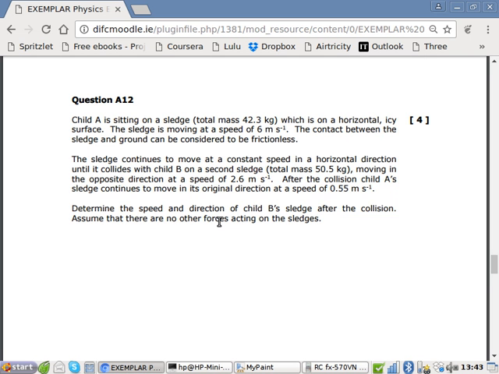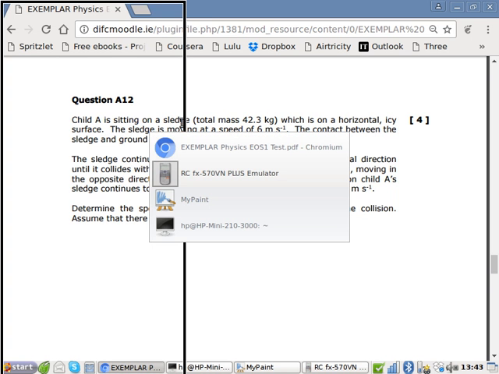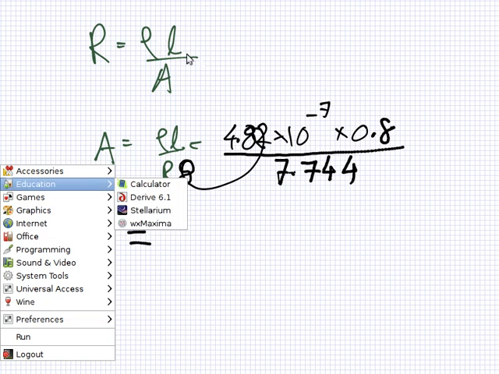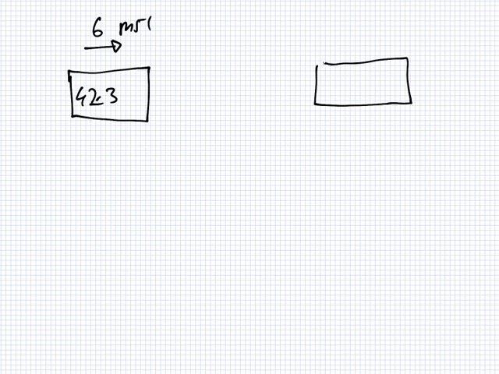Will I draw it for you? Drawings are always good. So what's happening here? What's the mass of the first child? 42.3. And the speed? 6 meters per second. And then the second child is mass? 50.5 kg. And the speed? 2.6.